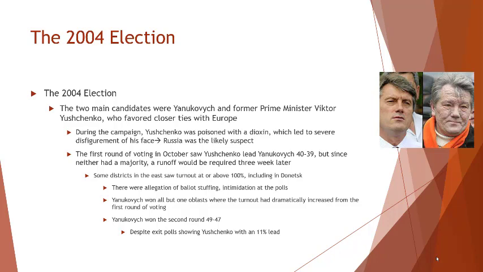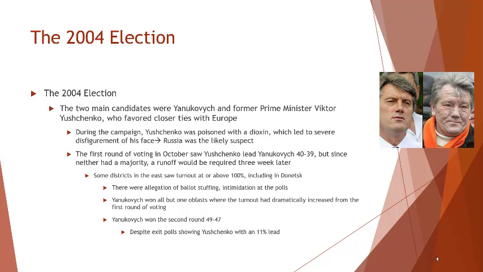Now, the first election that you would see where Putin is in charge of Russia is in 2004. So there were two main candidates, Viktor Yanukovych. I think it's always confusing that people have the same first name, but it happens. So another former prime minister was Viktor Yushchenko, who favored a lot closer ties to Europe.